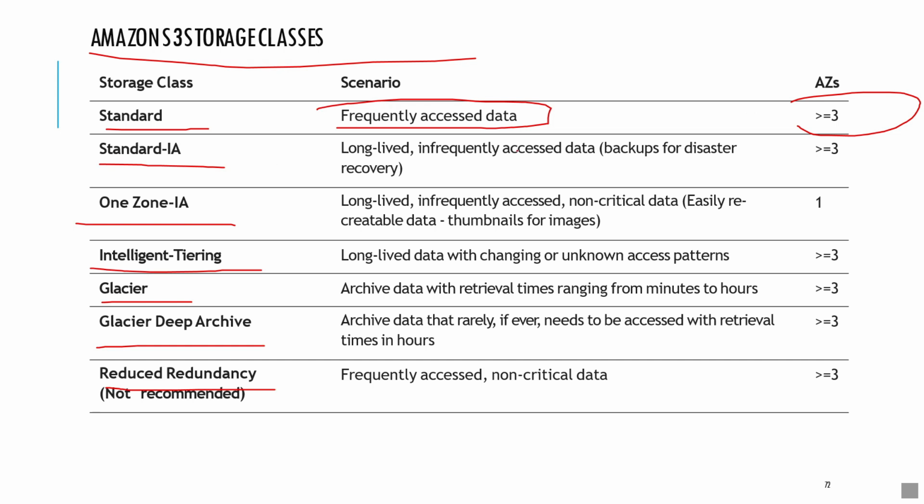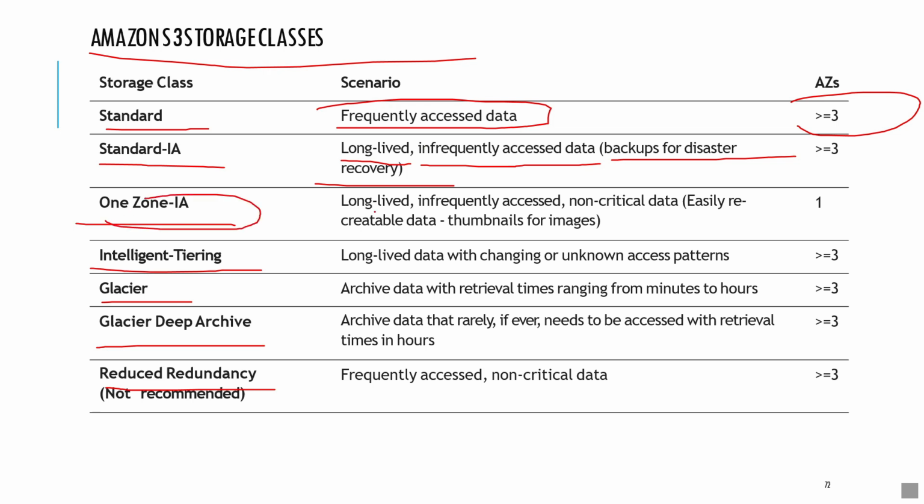Next, Standard-IA: long-lived data. It is nothing but information that lives for years. Then infrequently accessed data, that is backup for disaster recovery. We can use Standard-IA when we don't access data very frequently.